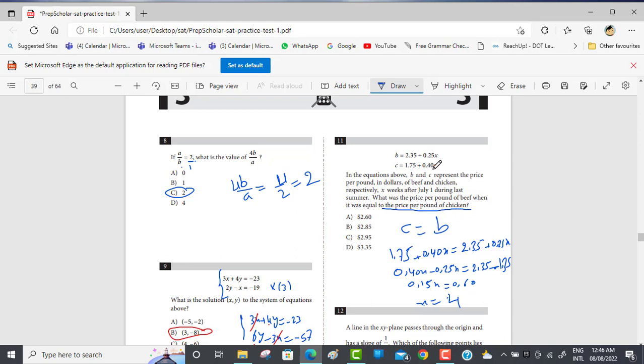4 times 0.40 is 1.6. Now you have to say c equal 1.75 plus 0.40 times 4. The answer is 3.35. So the answer is D.